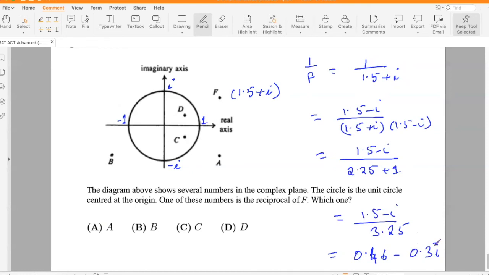Now 0.46 will be about halfway here somewhere on the positive x-axis. And negative 0.3 will be somewhere here, right? Because this is negative 0.5. So the reciprocal of f is closest to point C. So that's the answer.